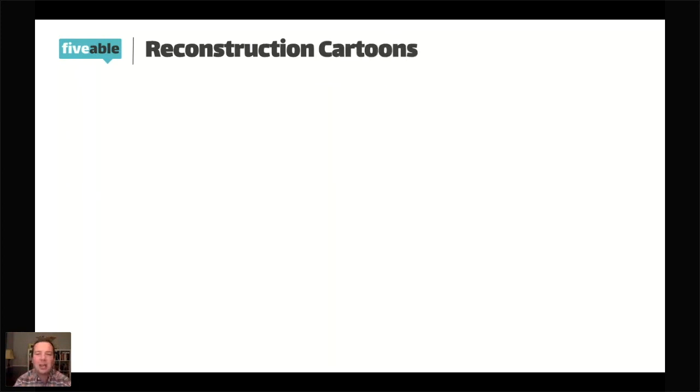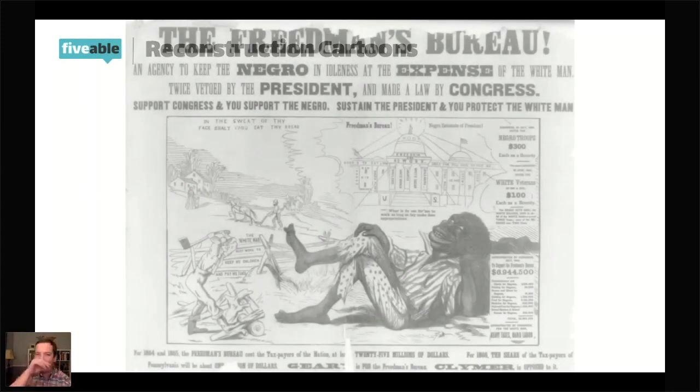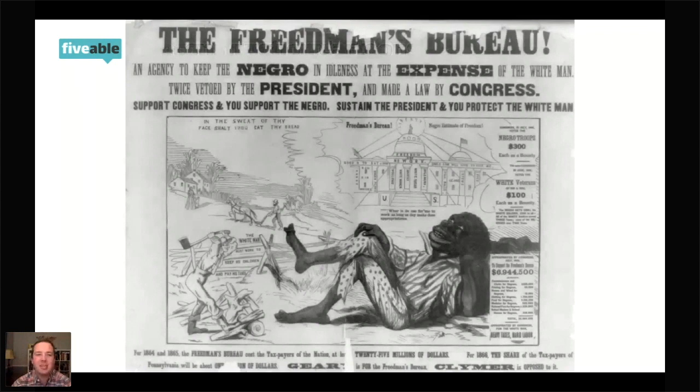So Johnson did not like the Freedmen's Bureau. You can see it in this cartoon right here. The Freedmen's Bureau is an agency to keep the Negro in idleness at the expense of the white man. This cartoonist thinks that the Freedmen's Bureau is going to make black people lazy, even though they've been working for us white people for free for 250 years. And notice it says twice vetoed by the president and made a law by Congress. If you support Congress, you support the black person. If you sustain the president, you protect the white man. So it's obviously telling people to vote for Johnson, to support him, and to not support radical Republicans because it'll support the black man.